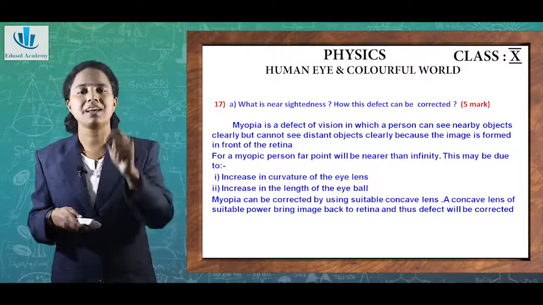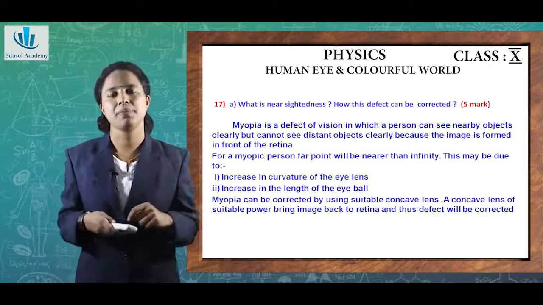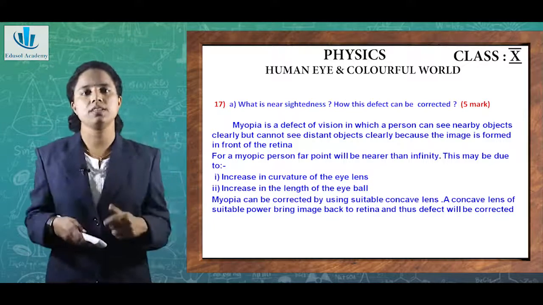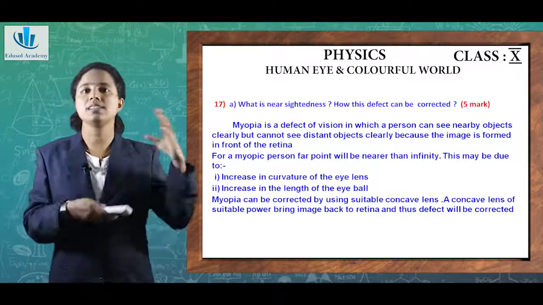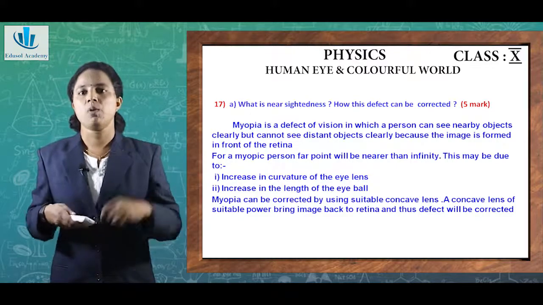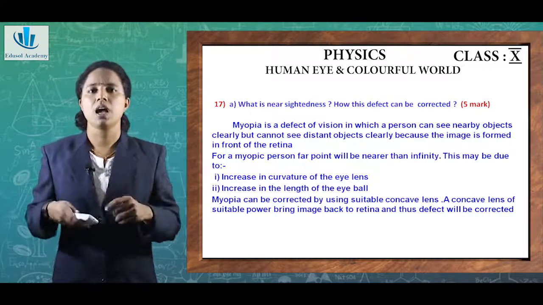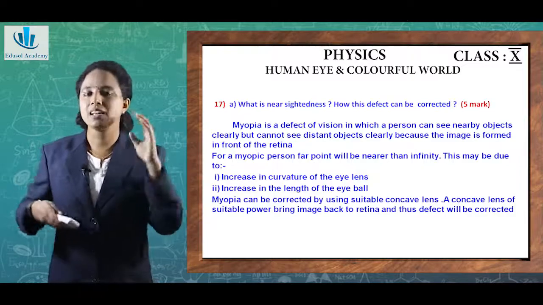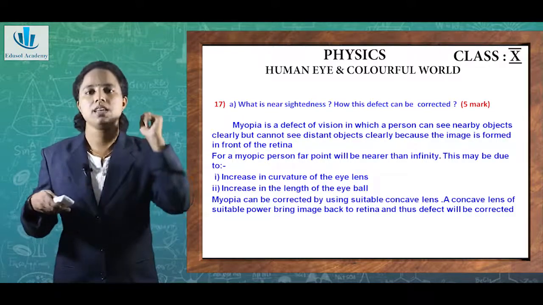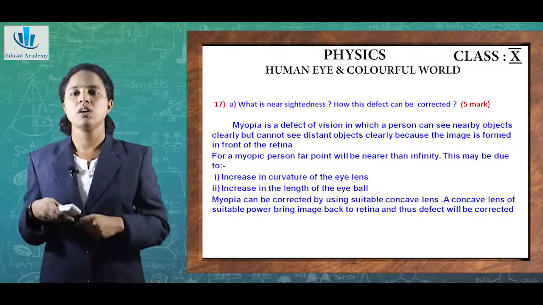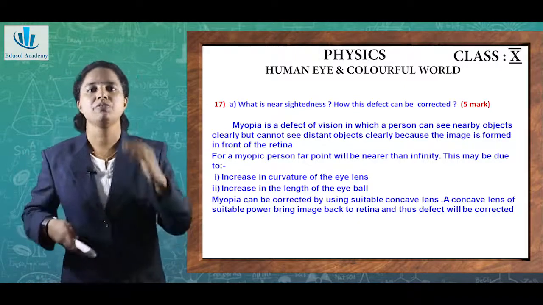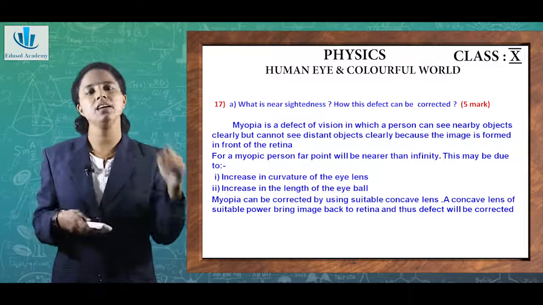So this defect of vision is also called myopia. Myopia is a defect of vision in which the person can see nearby objects clearly but can't see distant objects clearly. Normally the image is formed on the retina, but in case of myopia, instead of forming the image on the retina, the image is formed in front of the retina. For a myopic person, the far point will be nearer than infinity.